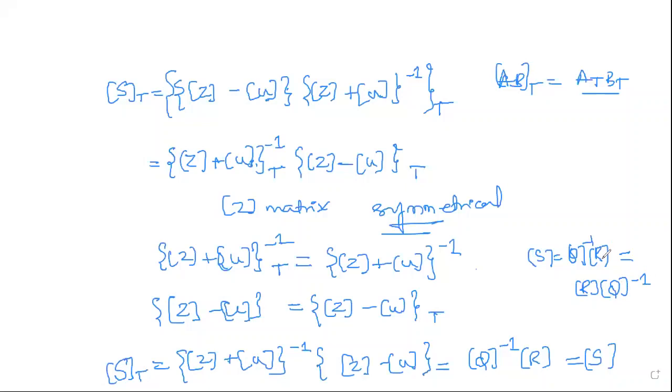So from this equation, you are writing directly that Q inverse R is equal to S, which proves that the S matrix is also equal to S transpose. Which also means that the terms Sij will be equal to Sji of the S matrix, and thus your S matrix will be a symmetric matrix.